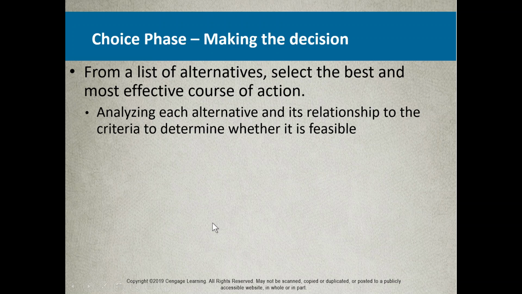So you want to analyze each alternative very carefully. Sometimes you sit down and say, okay, if we go with plan A, here's all the pros, here's all the cons. You have a lot of discussion. You kind of weigh it out and you get a sense of which one is the best. So you want to analyze each alternative and its relationship to the criteria or the goals and the objectives to determine whether it's feasible or not.